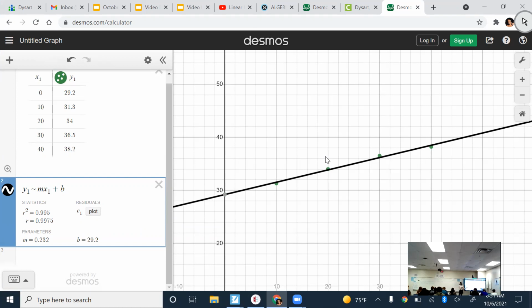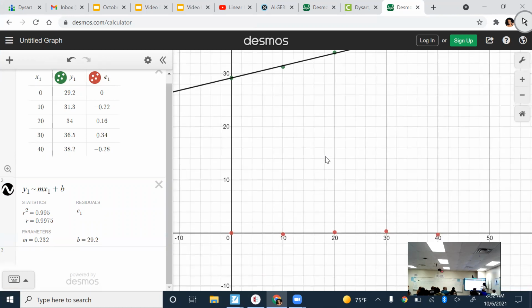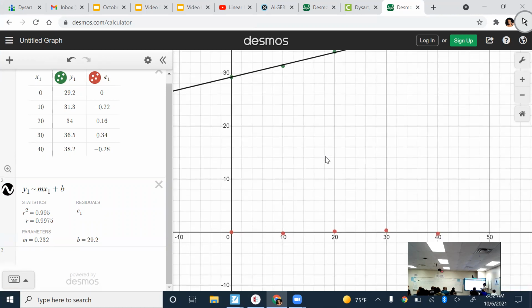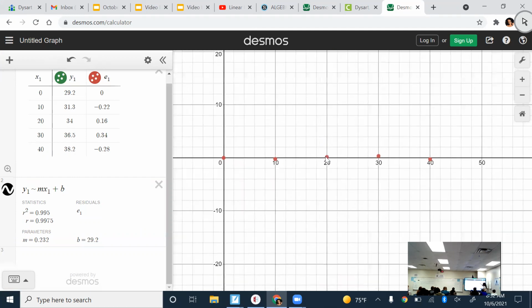You see where it says residuals and plot? Press that button. And then look at what happens to your table. Of course, it gives you the residuals, which is nice. These are my residuals. But then it also plots them on my graph in the red. Everyone see that, or at least on their own screen?